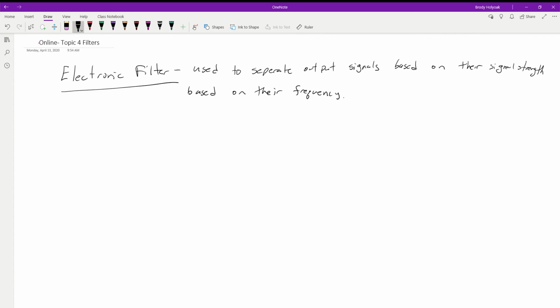And so one of the things that we need to remember, that's kind of the idea with the filter: electronically we're using these signals. That's the key, we're using the different components, resistors, capacitors, inductors, things like that, to get all those ready to go. Those are used to separate our output signals based on their signal strength. We're going to attenuate them up or down depending on what they are.